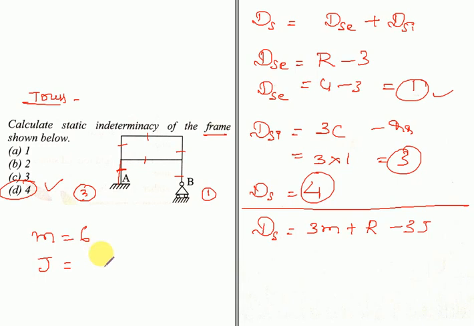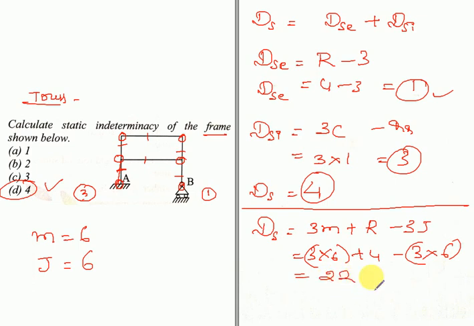Then how to find the number of joints? See, these are joints: 1, 2, 3, 4, 5, 6. The total number of joints is equal to 6. So 3 into m, 3 into 6, plus r, which is 3 plus 1 equal to 4, minus 3 times the joint, which is 6. 3 sixes are 18, 18 plus 4 is 22, minus 3 sixes is 18. So this comes to be 4. If you calculate by this process also, it will be right.